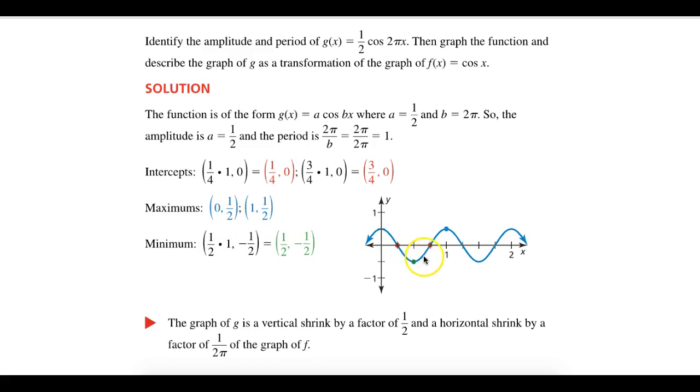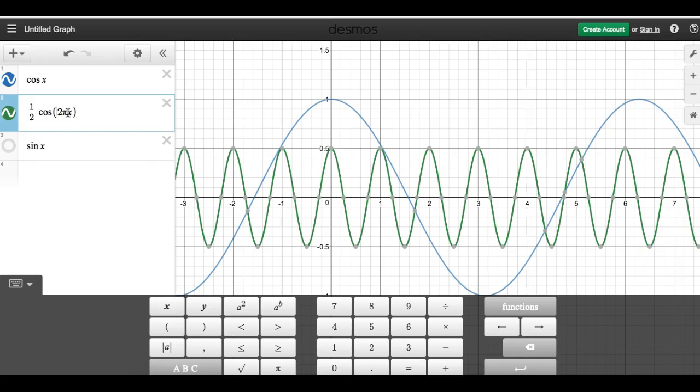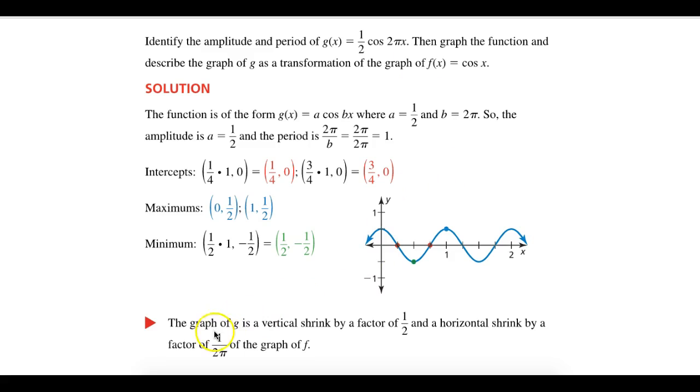So here's a little sketch of ours right here. Now we just said the transformations are a vertical shrink, because if you look back here, vertically we shrunk this down. It had an amplitude of 1 down to an amplitude of 1/2. So this 1/2 right here makes it a vertical shrink. And remember, our horizontal shrink, this is our b value. 2 pi is our b value. So our horizontal shrink is 1 over b. So this was a horizontal shrink by a factor of 1 over 2 pi.